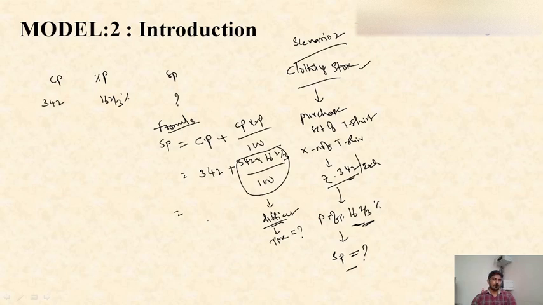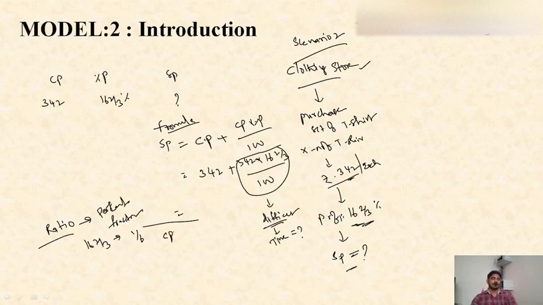So in order to avoid this complexity, I simply go with the ratio approach. To solve with the ratio approach, you need to remember the percentage fractions here. What is the 16 2 by 3 value here? 16 2 by 3 is nothing but 1 by 6.